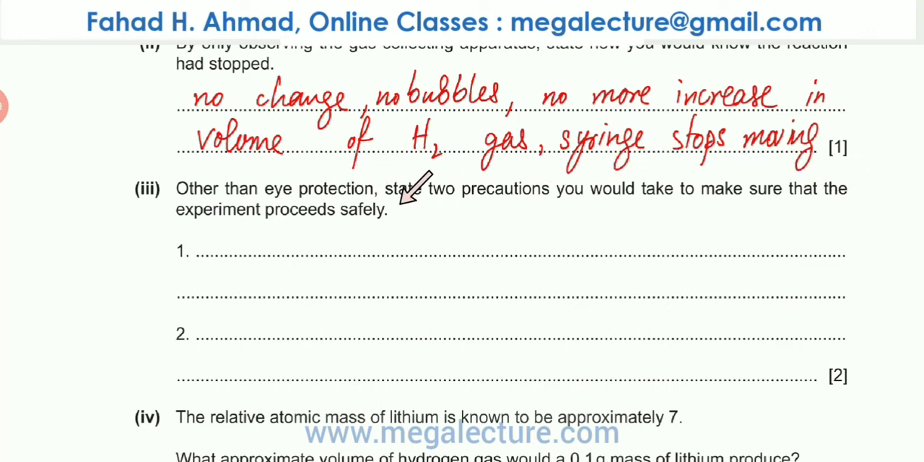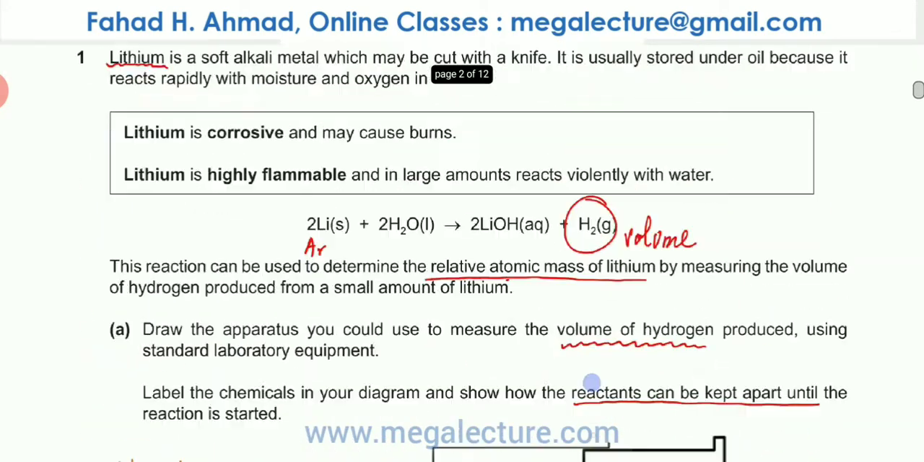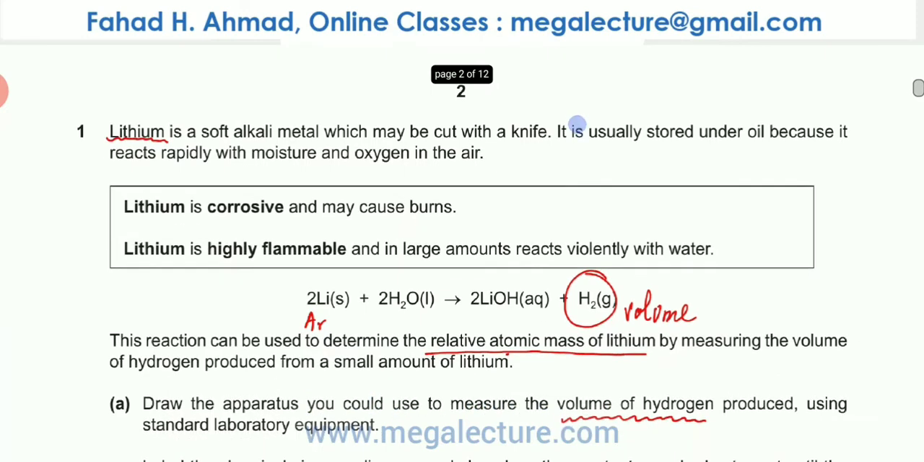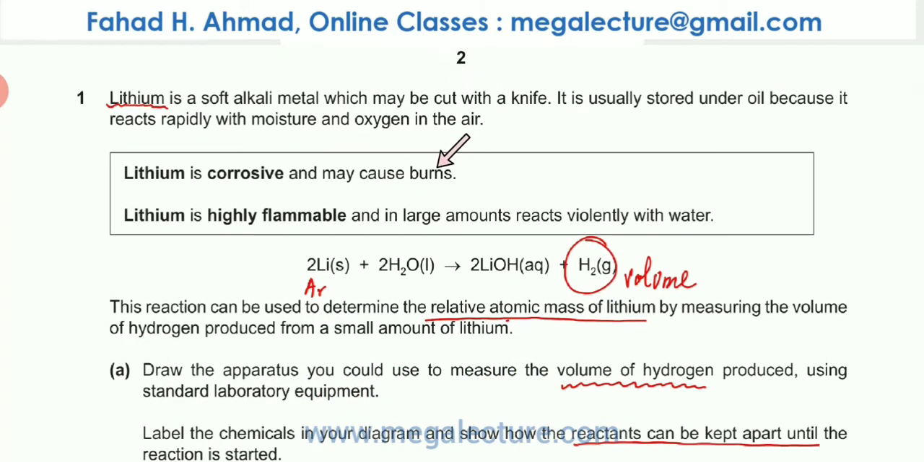Moving to part 3, the question states, other than eye protection, state 2 precautions you would take to make sure that the experiment proceeds safely. So we're going to use the information that's already provided in the apparatus. Initially, they told us, if you go back and have a look, right at the beginning, somewhere they told us that lithium is very corrosive and causes burn. So you need to wear gloves. So the answer is within the question. And the other one is it's highly flammable. So keep it away from flames. And it reacts explosively with water. Keep it away from water if you haven't started the reaction.